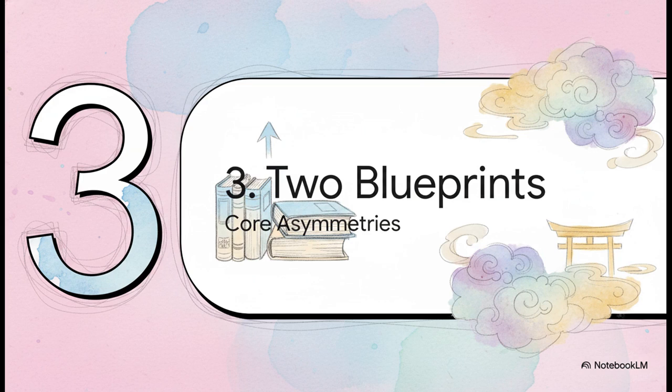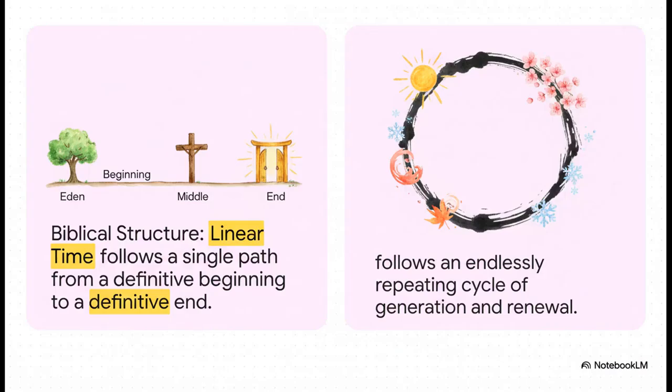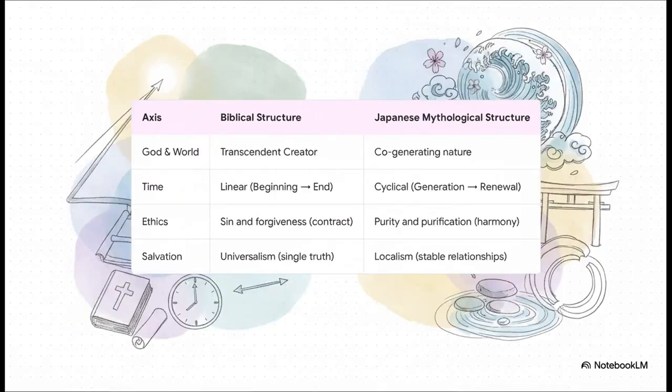But as cool as the similarities are, the differences are even more revealing. This is where the AI starts to uncover two fundamentally different blueprints for reality itself. The most critical difference, the one that changes everything, is the perception of time. The biblical structure sees time as a line, a story with a very clear start and a very definite finish. But the Japanese mythological structure sees time as a circle, an endless, repeating cycle of renewal. And that one difference, line versus circle, just cascades through absolutely everything else.